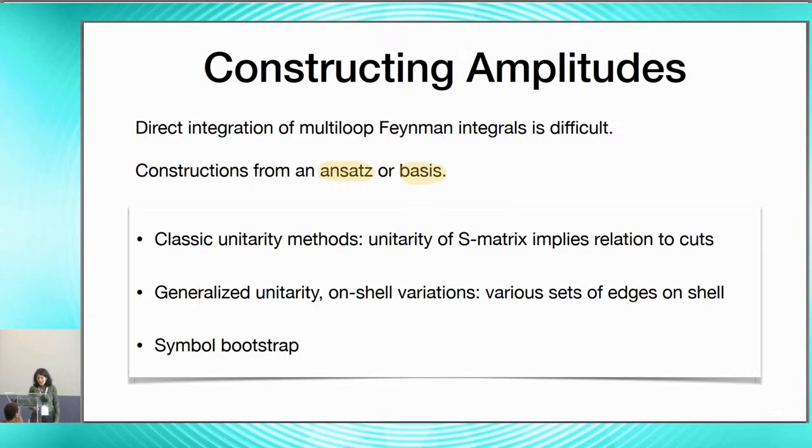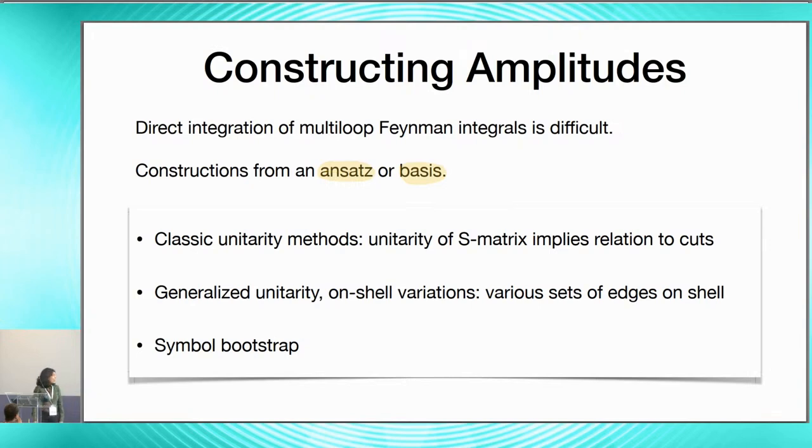So some examples of this are, let's start with classic unitarity methods. Unitarity is a very big keyword, and that comes from the unitarity of the scattering matrix itself, related to the well-known optical theorem, which implies a relation to cuts, meaning an operation on the diagrams where some of the virtual lines are put on shell.